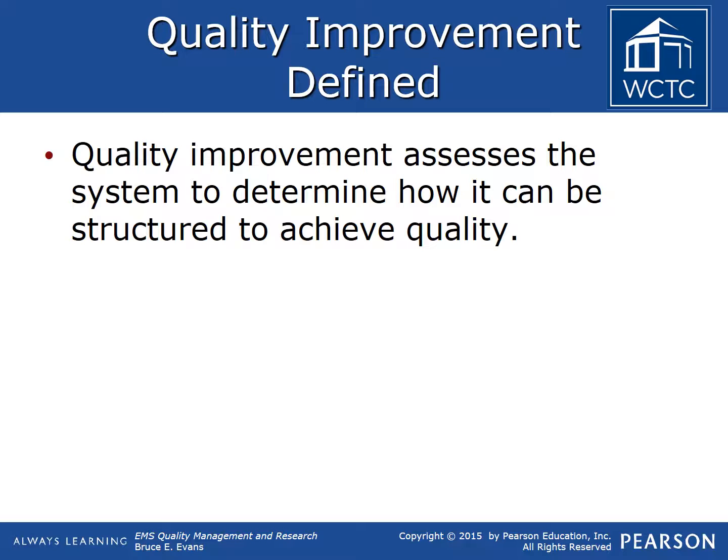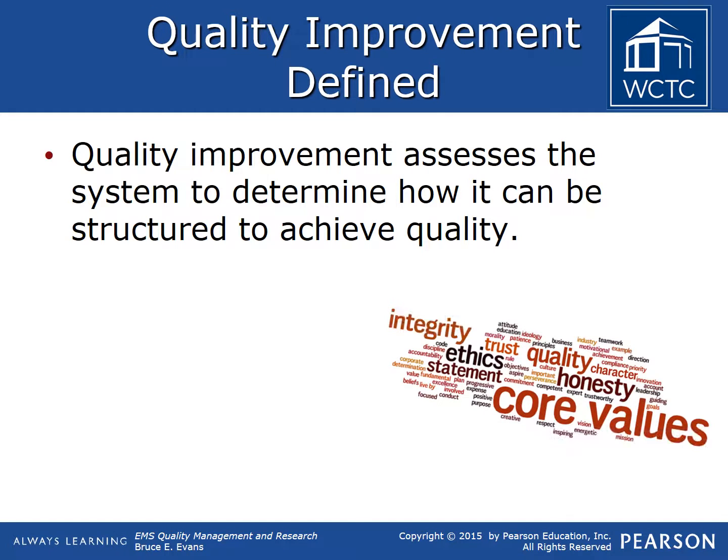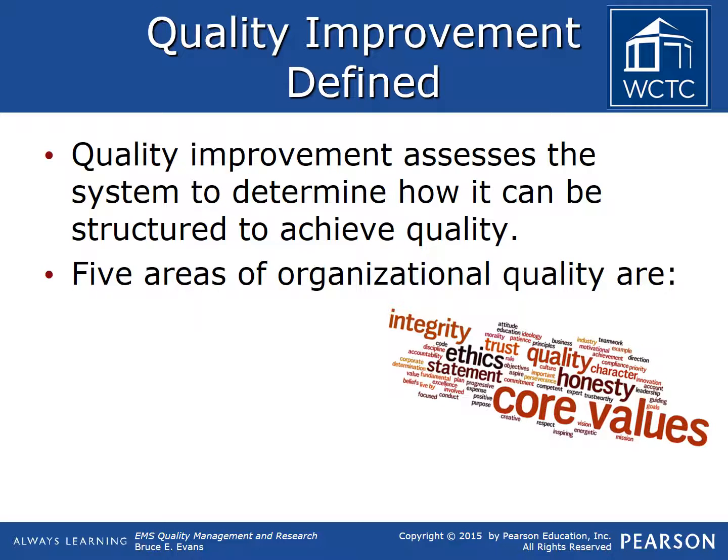Continuous quality improvement activities must encompass the entire organization. This begins with the organization's mission, vision, values, and goals before extending to the domains of quality, structure, processes, and outcomes. Ultimately, when a holistic quality appraisal is conducted of an EMS agency, there are essentially 5 areas of organizational quality that must be benchmarked.